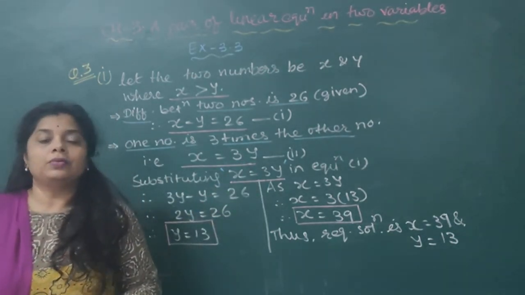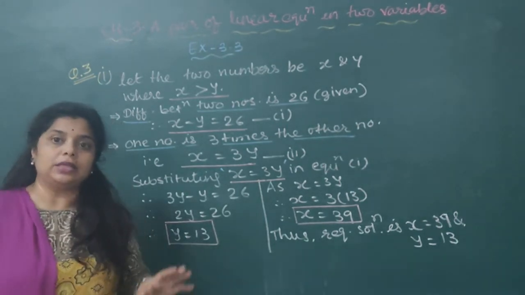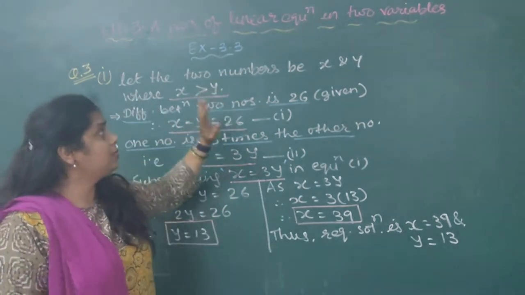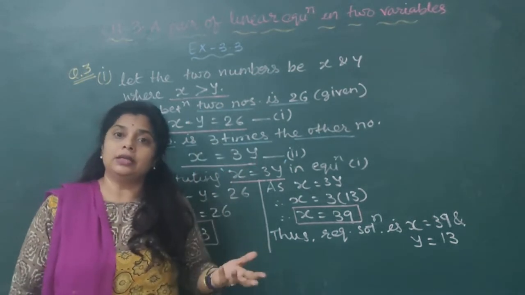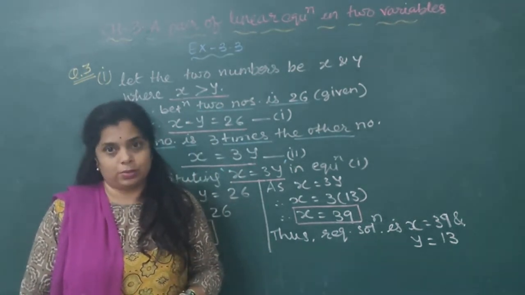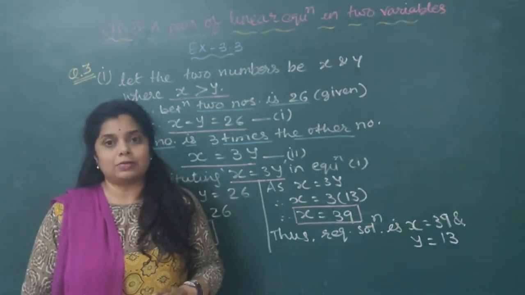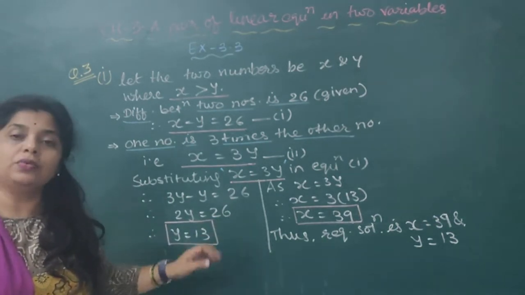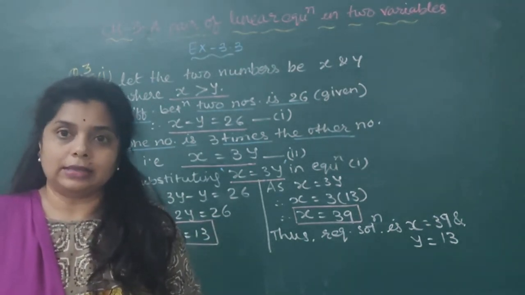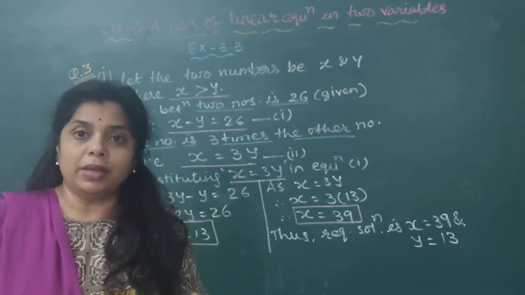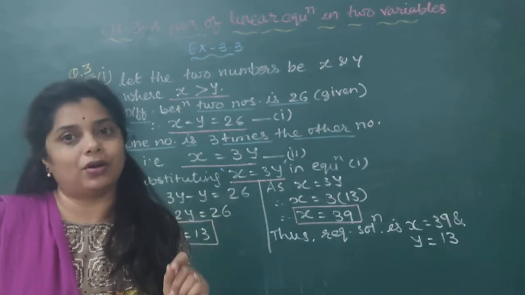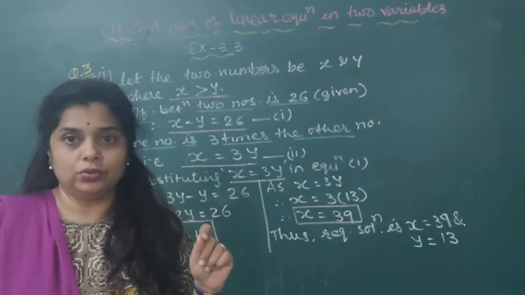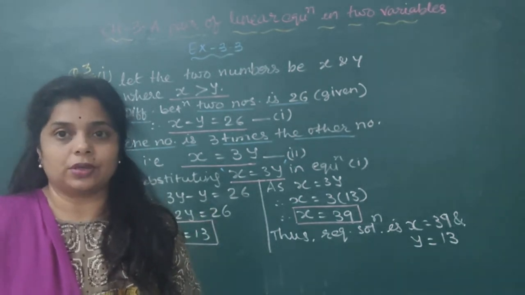Is it clear? Such type of question will be asked mainly for 2 marks or maximum 3 marks, not more than that. But the condition may be changed. Here the difference is given; in another question it may ask the addition of 2 numbers, or 2 times or 4 times like that. You have to follow the same steps and you will get the right answer. After getting the answer, your main work is to verify your answer, so you will be sure that the marks are for you. Is it clear? Now we will move to the next one.